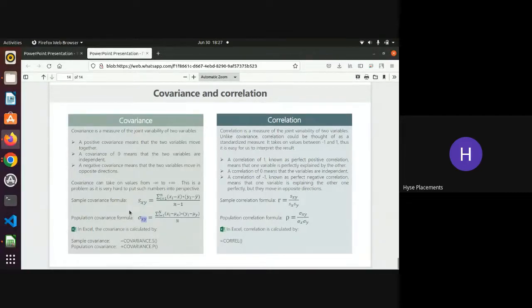So this is the sample covariance formula, and this is the population covariance formula. In Excel, for calculating sample covariance, you use COVARIANCE.S, and for calculating population covariance, we use COVARIANCE.P.